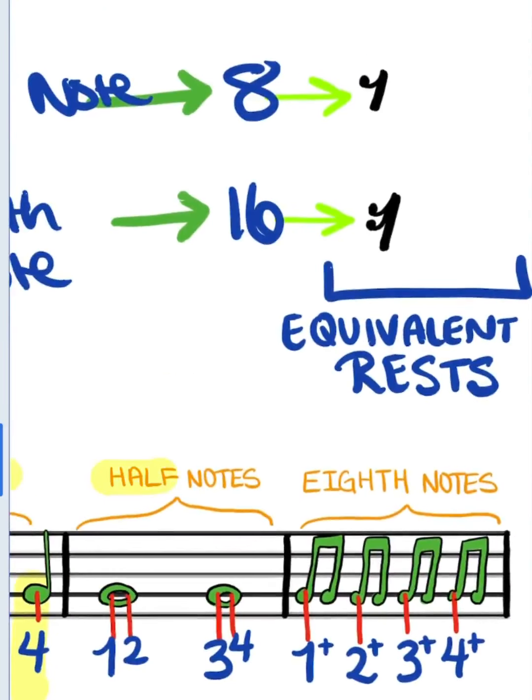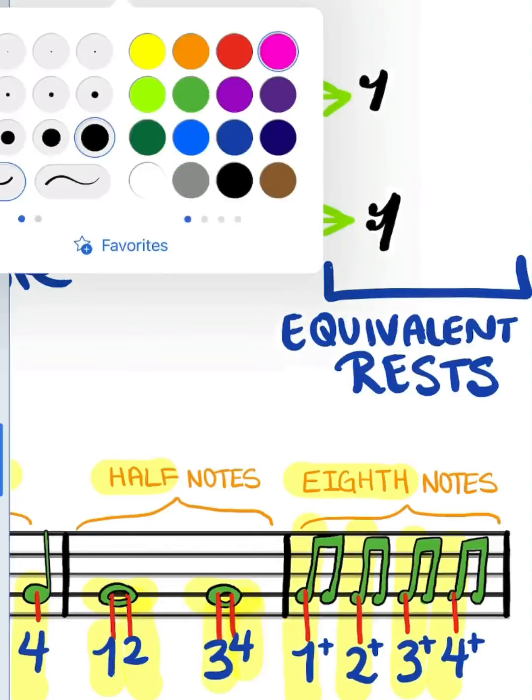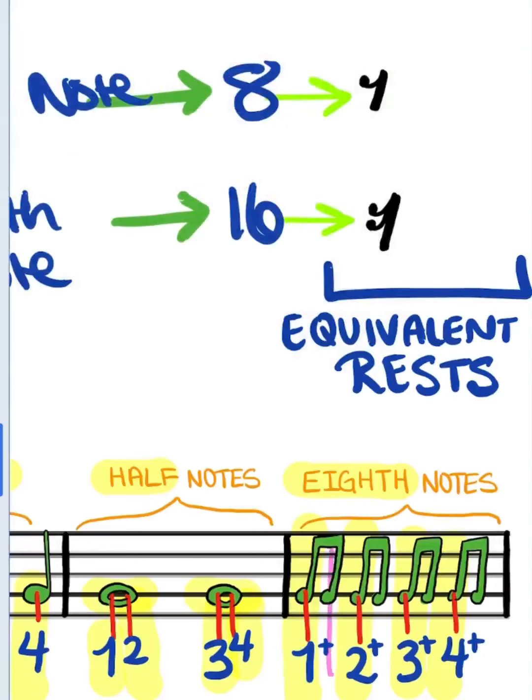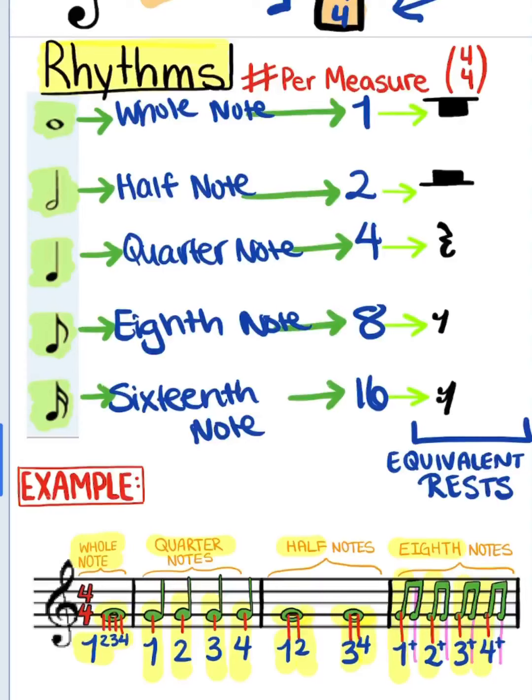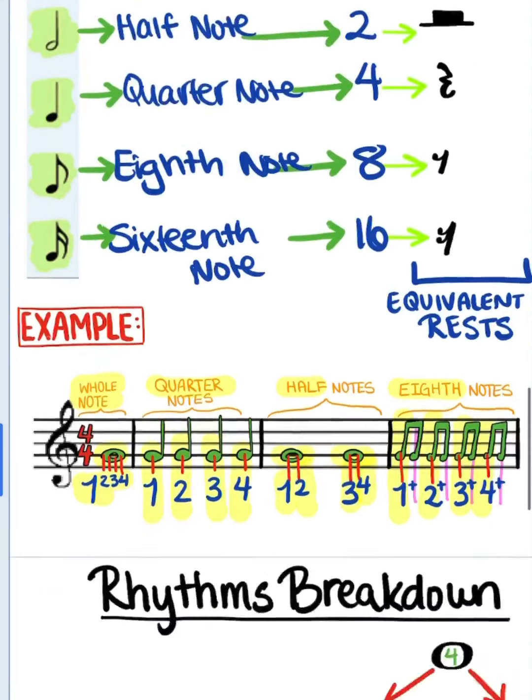Here's our half notes. We have 2 of these per measure, and they each get 2 beats. And then finally we have 8 eighth notes here, and you see the first one lines up on the main beat, so 1, 2, 3, 4, but these little ones in pink, the second eighth note, are on a half beat, and we'll talk more about those later as well.